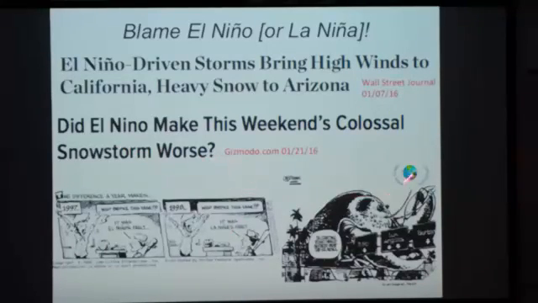I would have more confidence in this type of connection than I would have in this one, just because, on the one hand, with El Nino, we're dealing with a climate phenomenon. With a snowstorm, it's inherently a weather scale phenomenon, and there's lots of things that can contribute to weather. So just a caution.